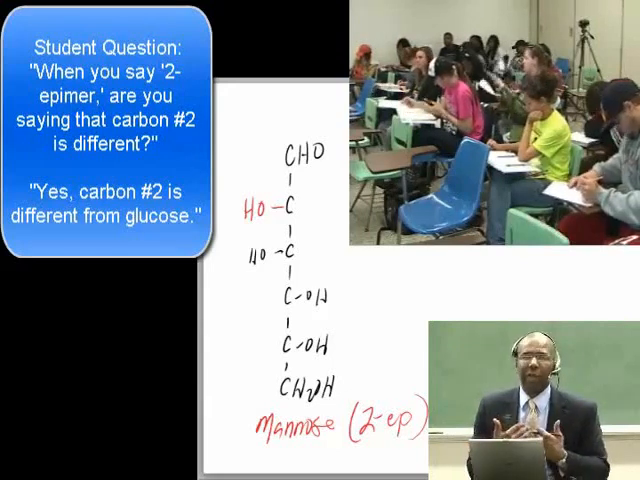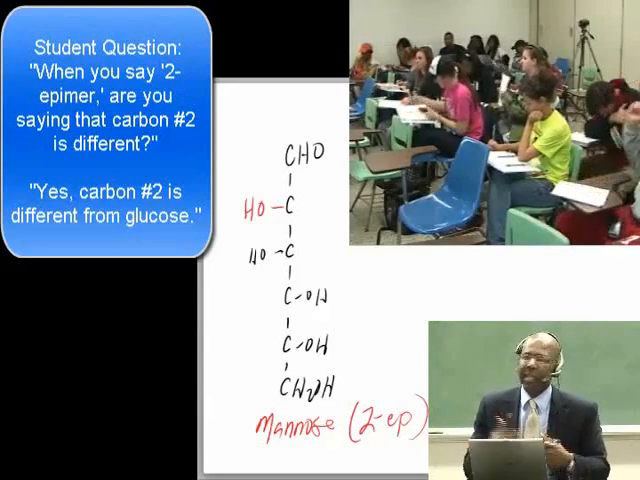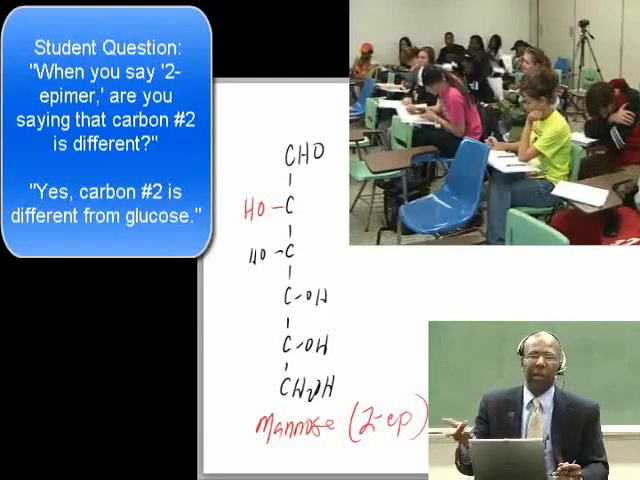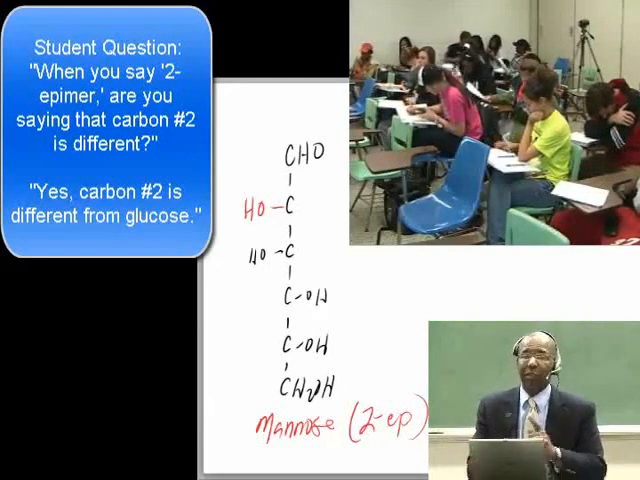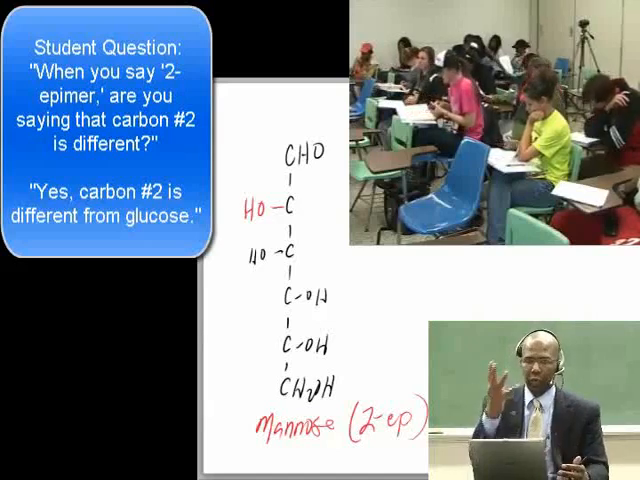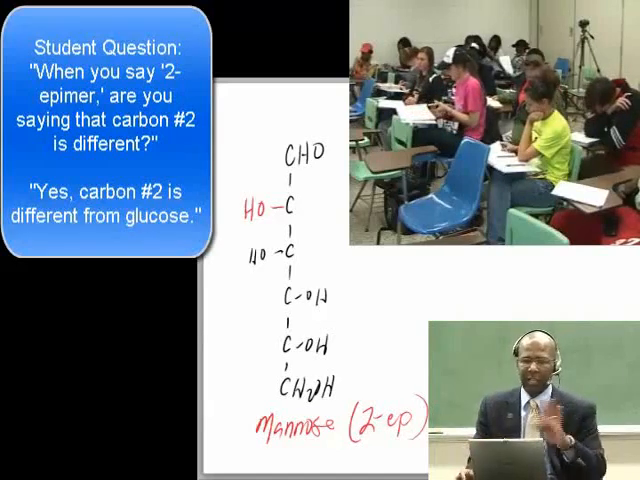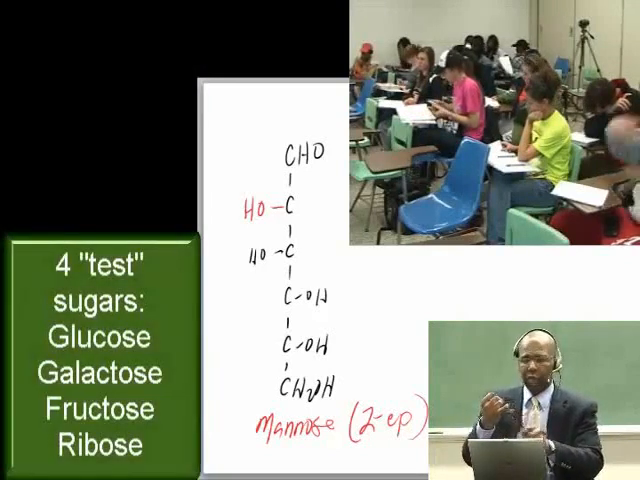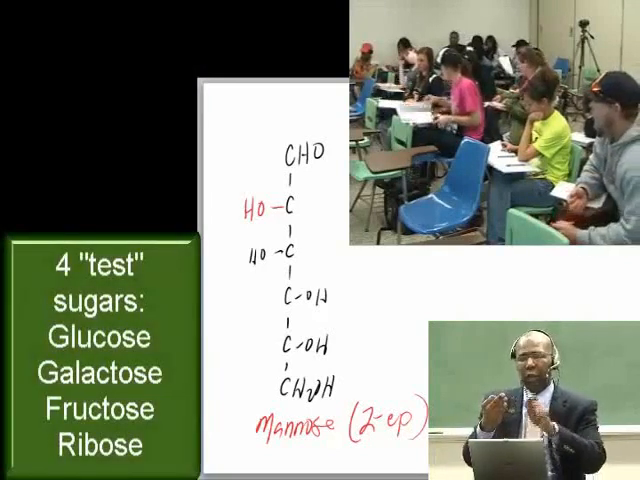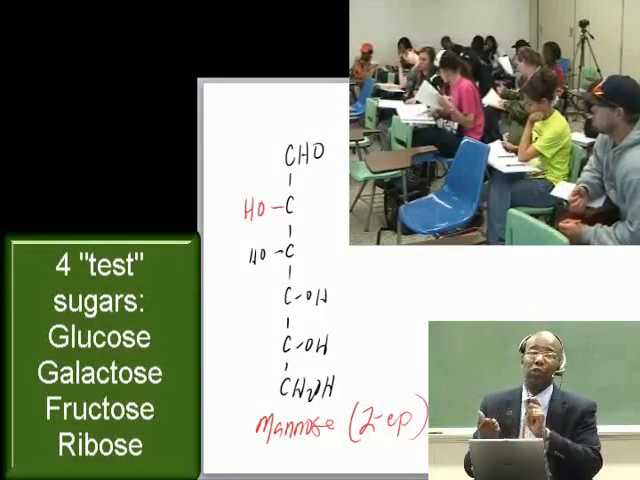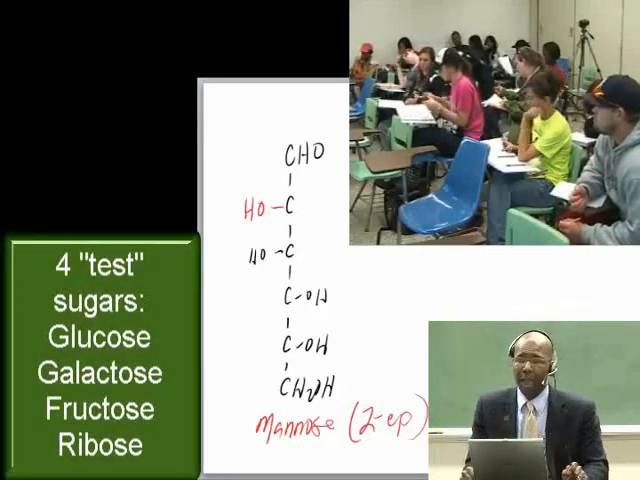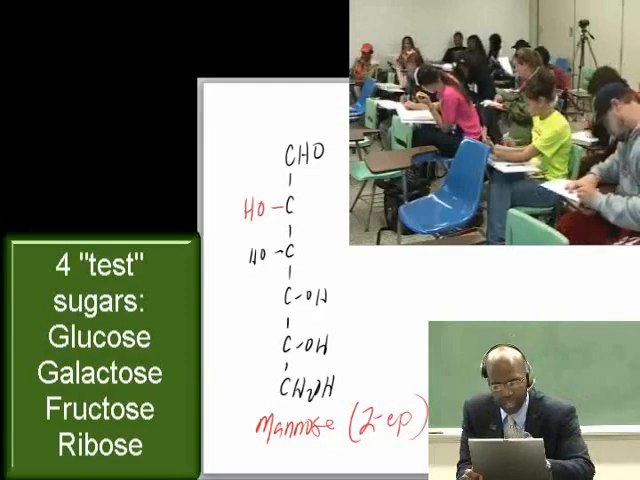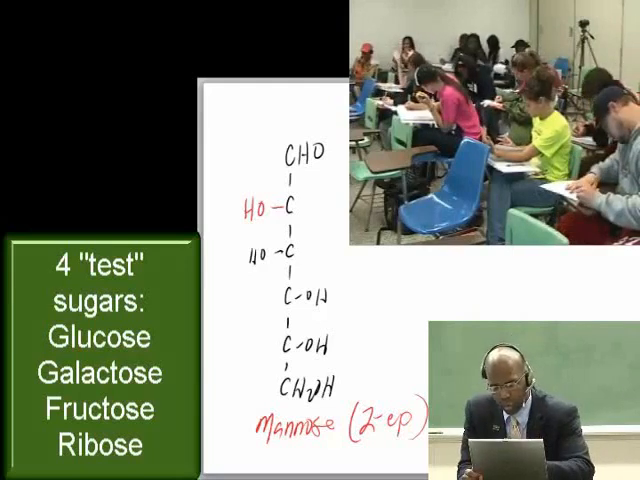And so what I try to do is always remember glucose, and then I can just draw everything based on it. I remember mannose is a 2 epimer, galactose is a 4 epimer. That's why on the test I say you have to know those 4 sugars. If anything else I want you to draw, I'll tell you it's an epimer of that one. You need to know glucose, galactose, fructose, and ribose. The 4 that you'll need to know for the test, just know their structure.